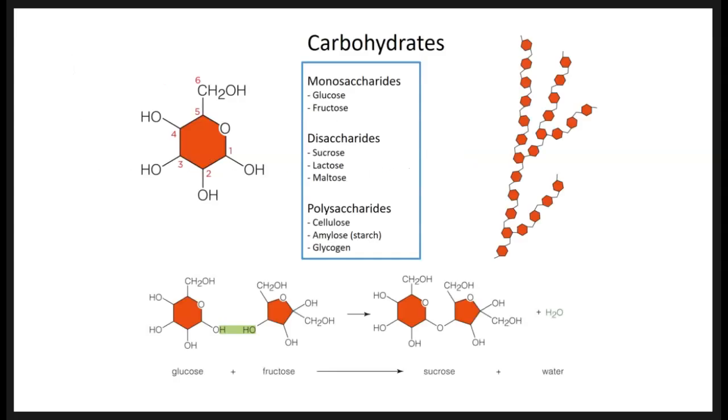Carbohydrates come in 3 different flavors. There are monosaccharides, disaccharides, and polysaccharides. Like the name suggests, monosaccharides consist of 1 sugar ring. Disaccharides consist of 2 monosaccharides joined together, and polysaccharides are chains of many monosaccharides or disaccharides that make up these long polymer units.